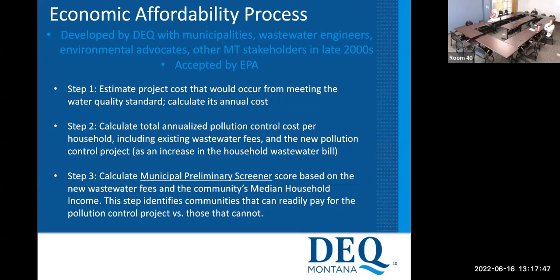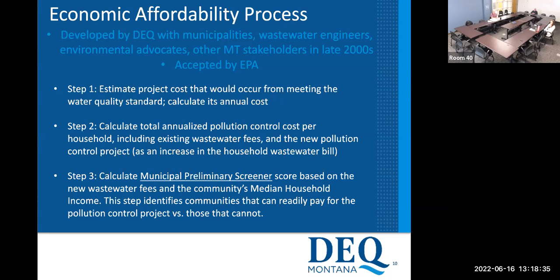Okay, so just some background on the economic affordability process that we'll be looking at here. It was developed by DEQ along with municipalities, wastewater engineers, environmental advocates, and other Montana stakeholders in the late 2000s. We worked on this primarily between about 2008 and 2010. It's accepted by EPA. It's modeled generally on their 1995 guidance, but with a number of modifications to make it a better fit to Montana. In fact, when we submitted this, we were complimented by the EPA at that time on the improvements that we had made to the 95 guidance approach. So it's got a number of steps. I'm just going to walk through the steps in words here, and then I'll show you an example of what it leads to.